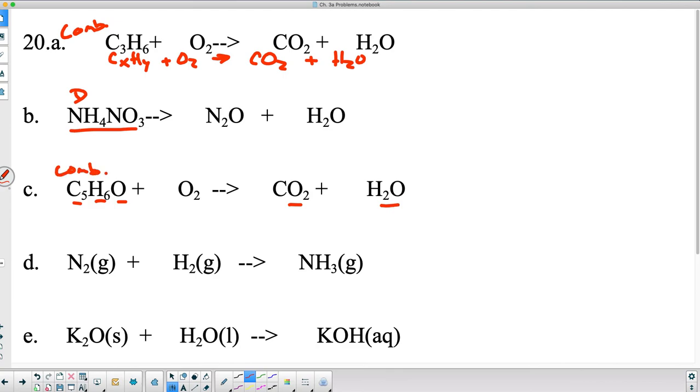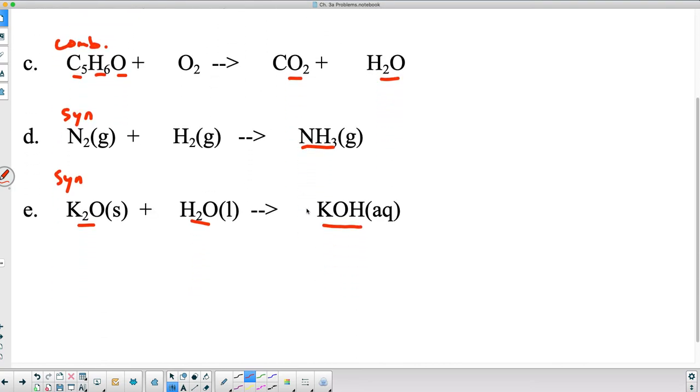Okay, N2 plus H2. This is clearly a synthesis reaction because it's an element plus an element. We should know that. And then this one here, this one doesn't follow. This is actually also a synthesis reaction. Do you know how I know that? Notice that there's only one product for this synthesis reaction, and there's only one product for this synthesis reaction. Okay, let me see if there's any more. Sometimes there's more. So, nope, that's it.